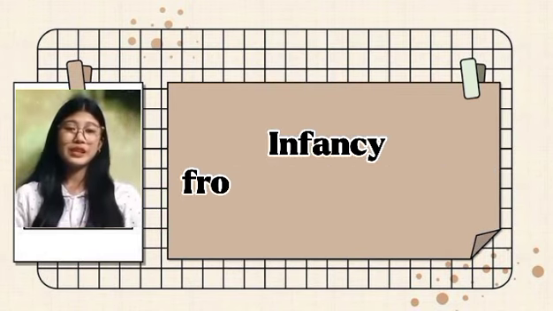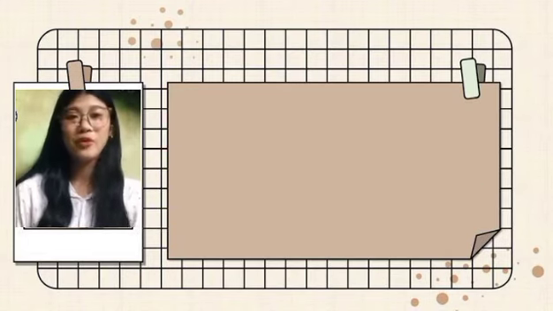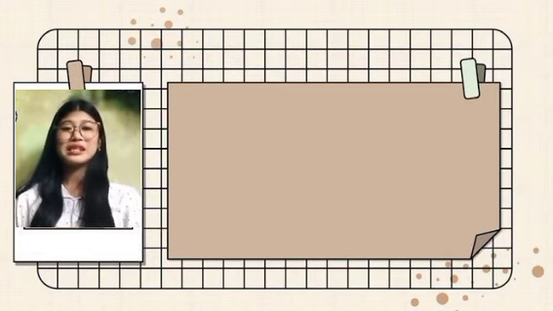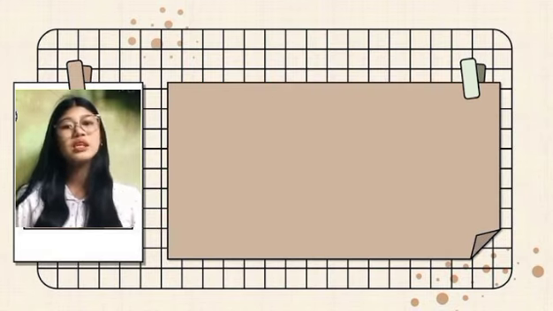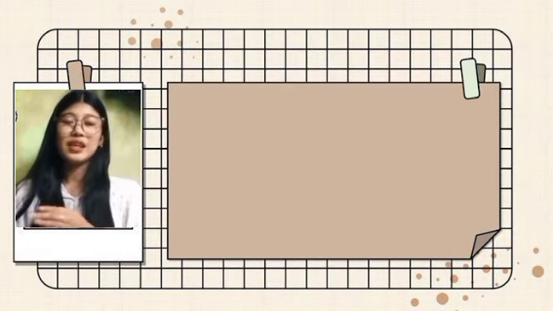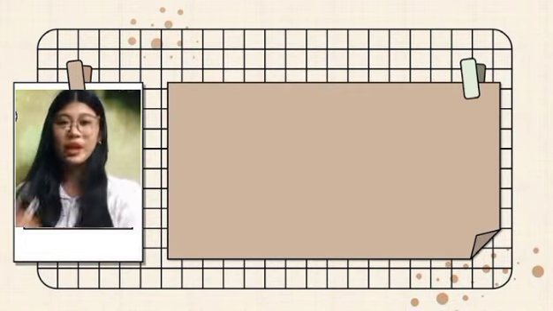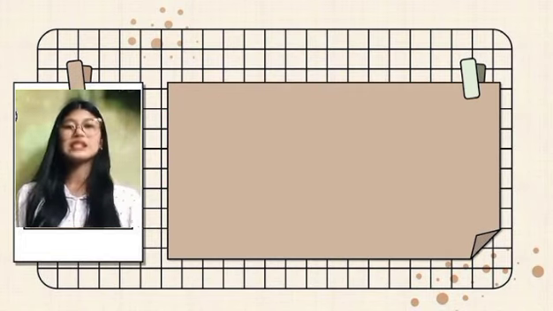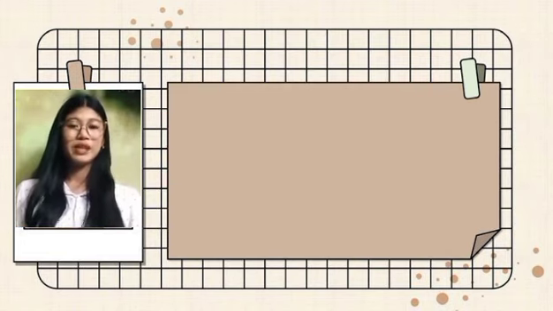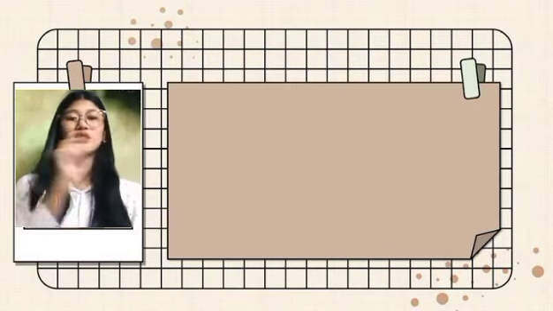So let's move on to infancy, from birth to 2 years. Infancy is a stage of rapid growth and development. Babies learn basic physical skills such as crawling, walking, and holding objects. They also begin to speak simple words like mama and papa and show their emotions. Building a strong attachment with parents or caregivers during this stage is most important for the child's emotional security and overall development. We also have the third, which is early childhood, from 2 years to 6 years.